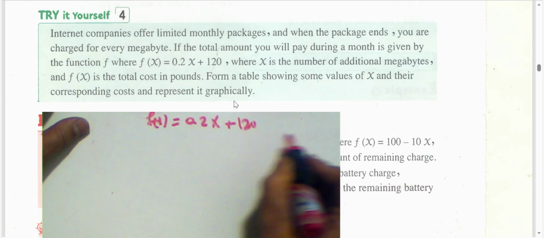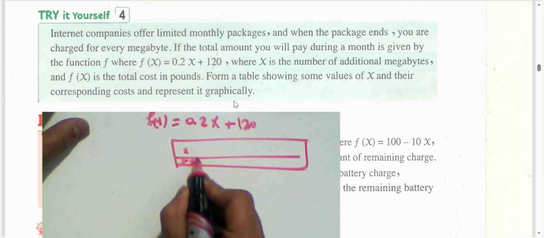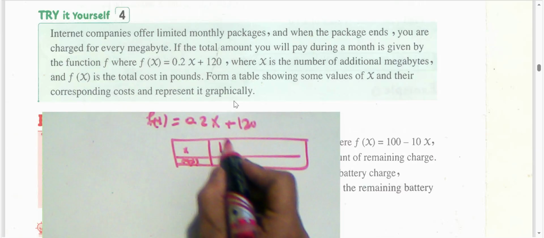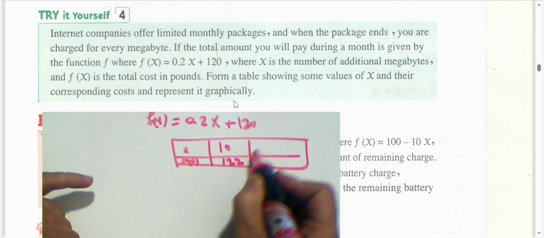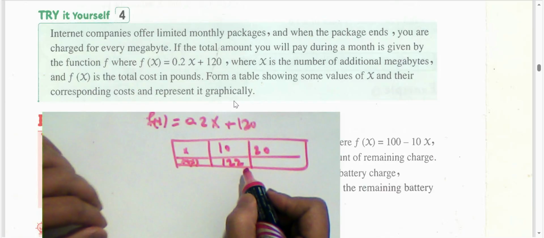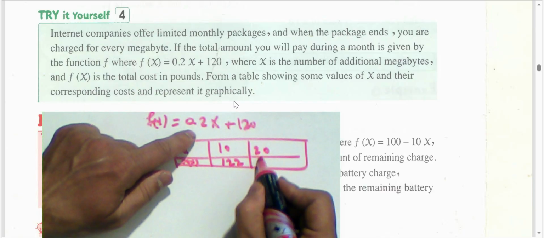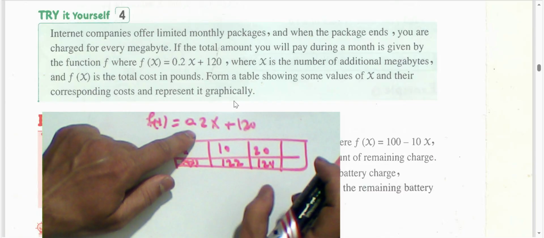Okay, we can write f of x equals 0.2 times x plus 120, where 120 is a constant each month. We have x and the image f of x is the cost. If we used 10 megabytes, 10 times 0.2 is 2, plus 120 will be 122. If we used 20, 20 times 0.2 is 4, 4 plus 120 will be 124. We have the total money, okay, 124.